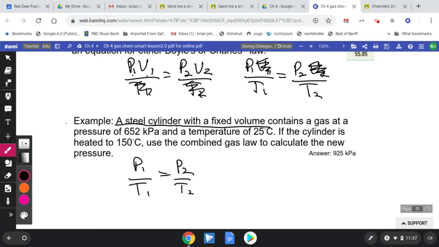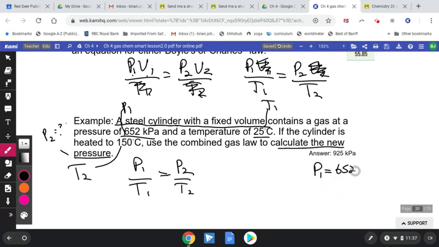And what are we solving for? Okay, let's see. We've got a pressure and a temperature. Those go together. So we'll call those pressure 1, temperature 1, temperature 2, and we're calculating the new pressure. So we're looking for pressure 2, question mark. So you can label them in the question or you can write them off to the side. Pressure 1 is 652 kilopascals. Temperature 1 is 25 degrees Celsius, and we need that in Kelvin.